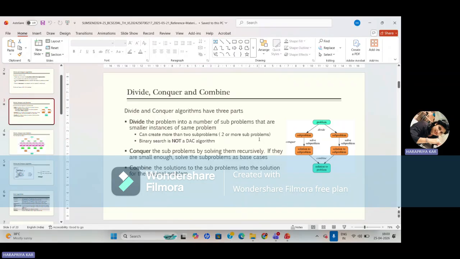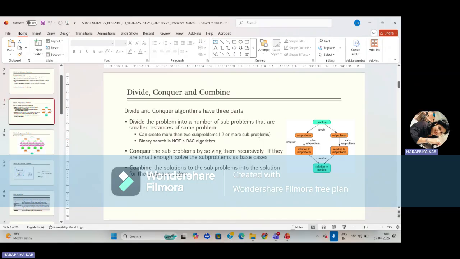Once it is divided or split, then you have to work with the conquer step. That means solving the sub-problems recursively. Recursively, we have to solve all the sub-problems. At the end, you have to combine the solutions. Once you combine the solutions, that solution to the sub-problem will be the solution for the original problem. This is very important.